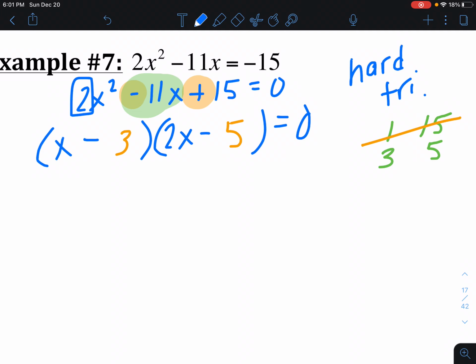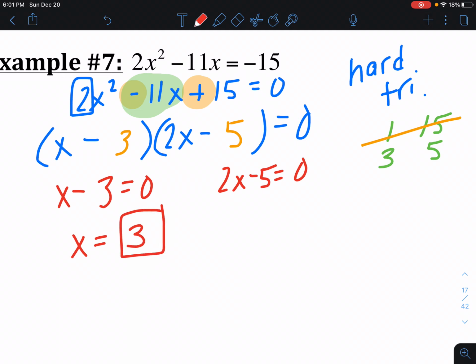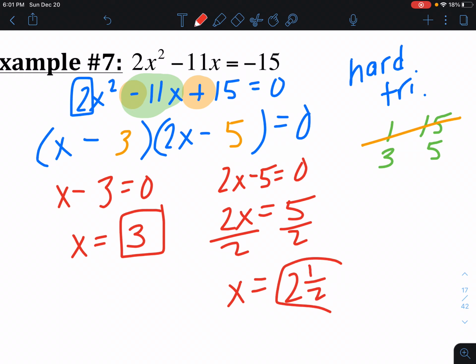Set our factors equal to 0. And solve. The first one, we're going to add 3 to get x is 3. The second one's going to be 2 steps. First, we're going to add 5, and then we're going to divide by 2, so that'll be 2.5. You could call it 2.5 or 5/2.